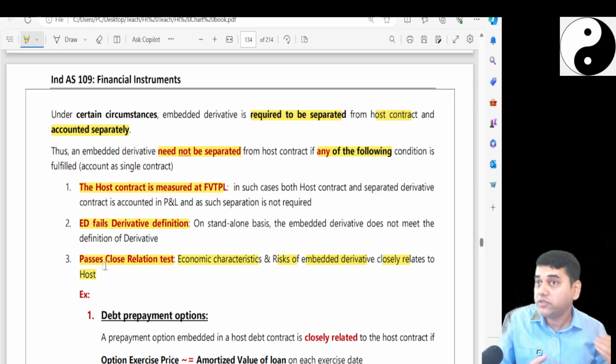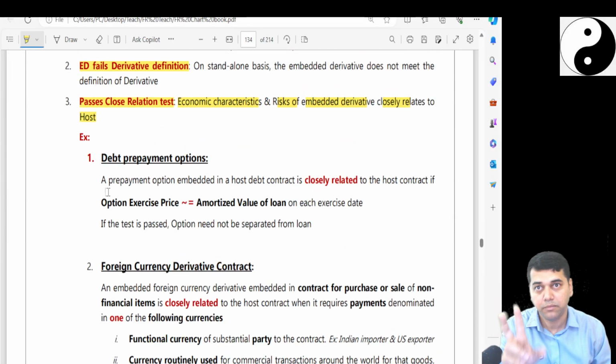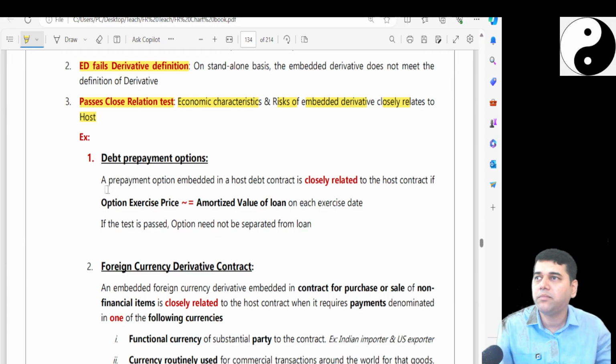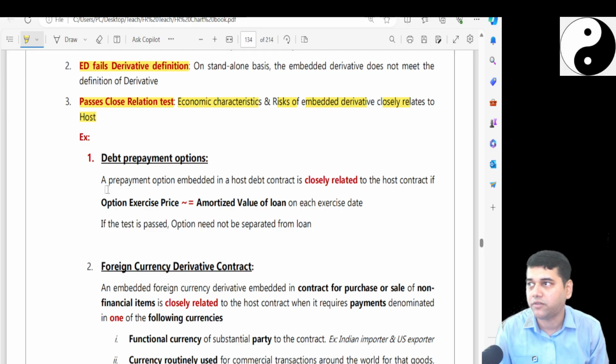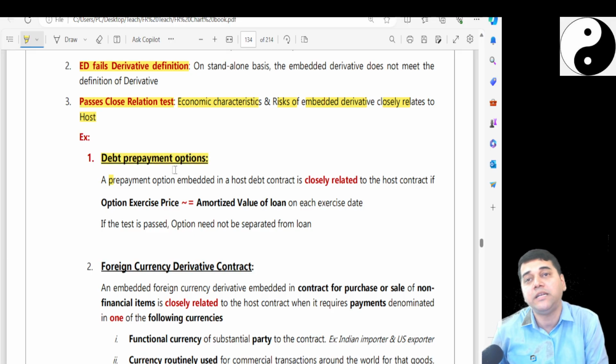Now, what is this close relationship? For example, in the study material, they have given two examples, because two problems they have solved. Keeping those two problems, we need not sit and discuss all the problems in the world right now. Our priority is to understand those two problems. What is one example they are speaking about? The debt prepayment option.